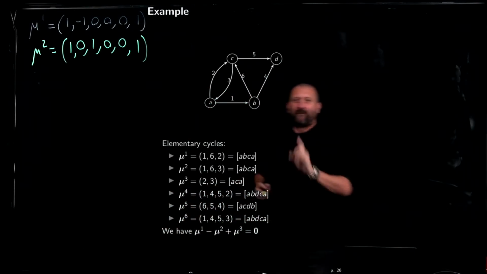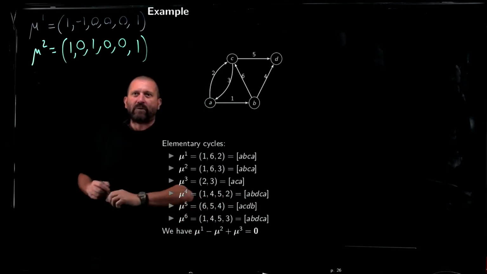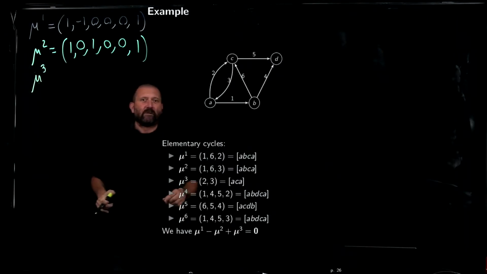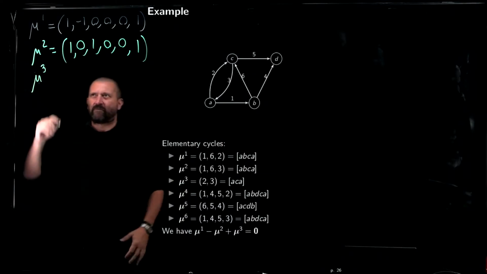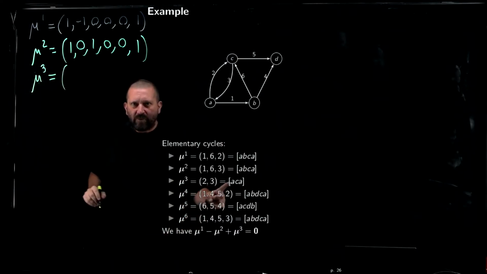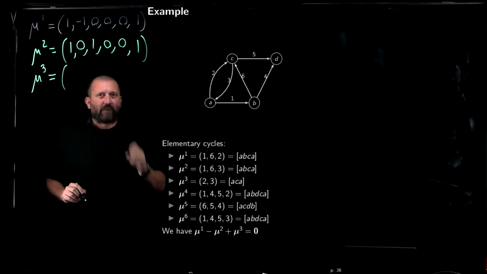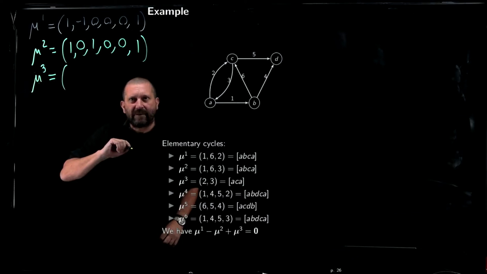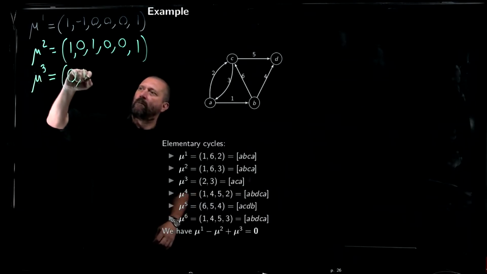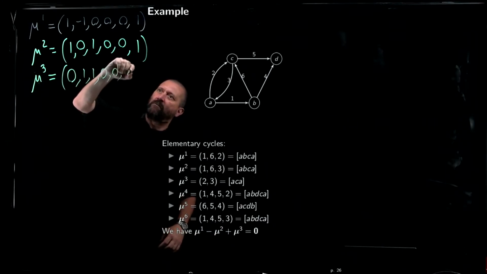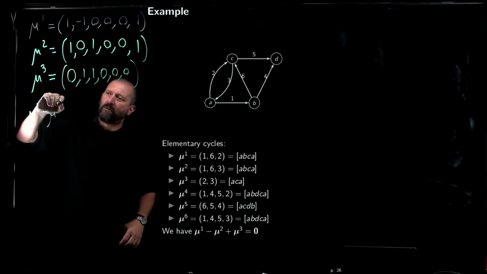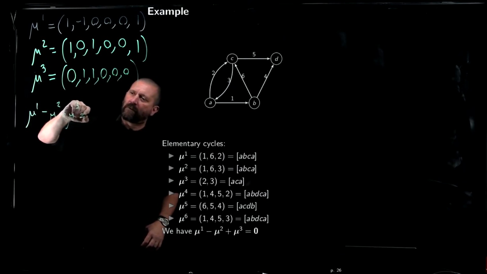Okay, so let me write the vector mu3 here, because I claim that there's a linear combination of mu1, mu2, and mu3 that is the 0 vector. So mu3 is what happens when I follow 2 and then 3, and I follow them in the positive direction. So 1, 1, 0, 0, 0. And so when I take mu1 minus mu2 plus mu3, what do I get?